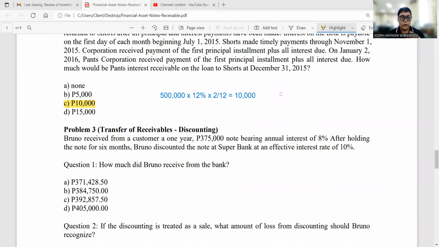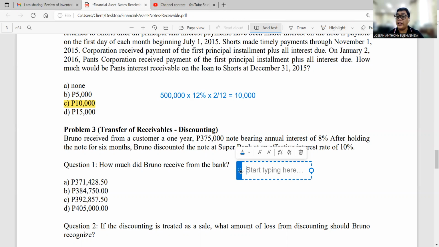Okay, so Bruno received from a customer a 1-year 375,000 note bearing annual interest of 8%. So after holding the note for 6 months, Bruno discounted the note at Superbank at an effective interest rate of 10%. So first question, how much did Bruno receive from the bank? No? So the first thing to do is to get the amount, no? Ang total niya nga parang value niya after 1 year, no? So ang note niya, ang value niya daw is 375,000. No? We need to get its maturity value.